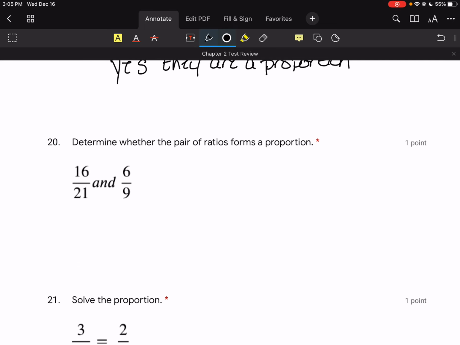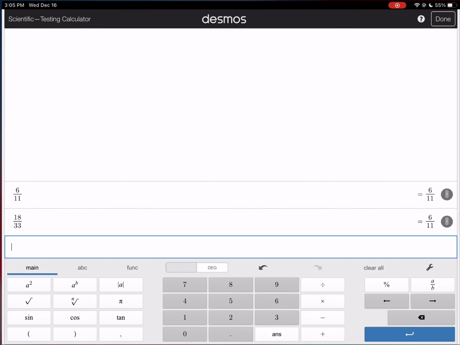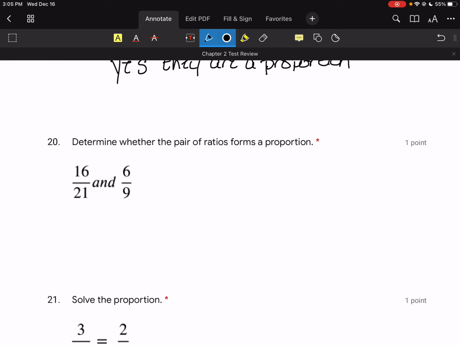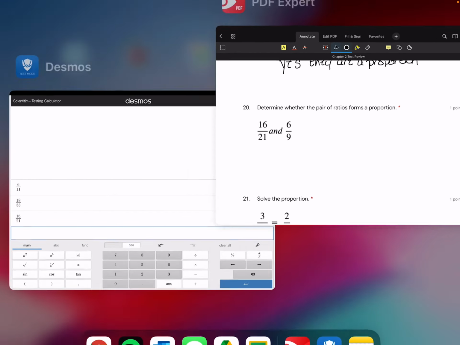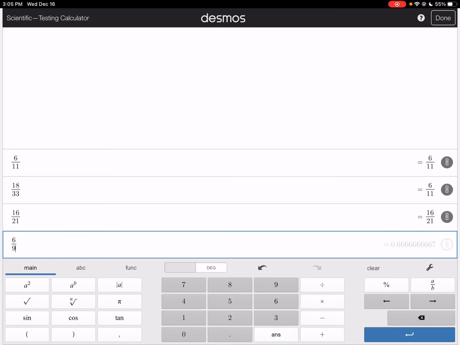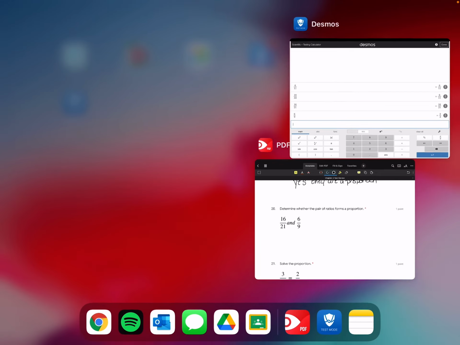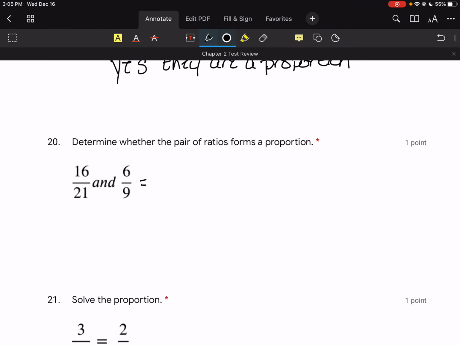Next one, determine whether the pair of ratios forms a proportion. So 16 over 21 gives us 16 over 21, and 6 over 9 is 2 over 3. So those two are not the same as each other. So if I simplify this one, it would be 2 over 3, which is not the same. So no, they are not a proportion.